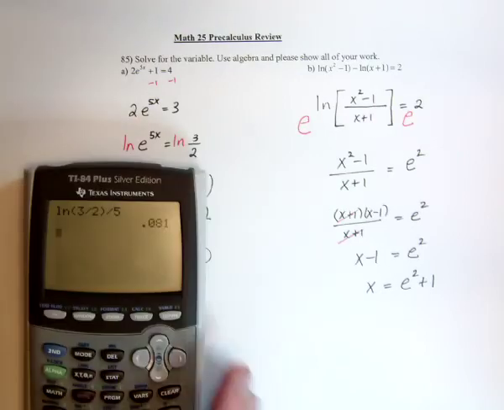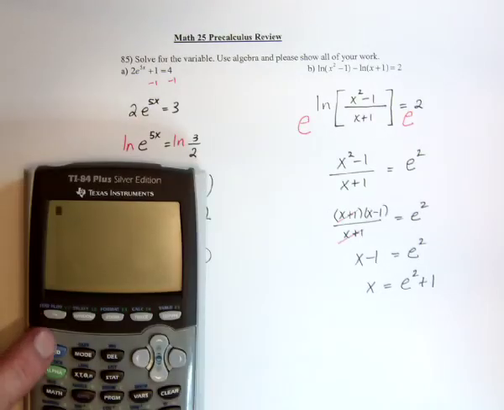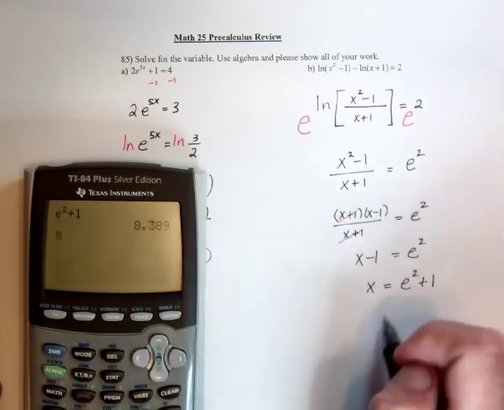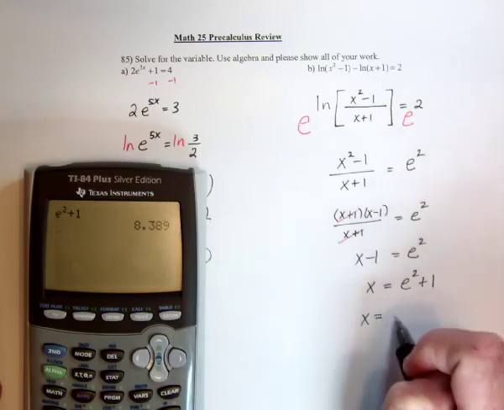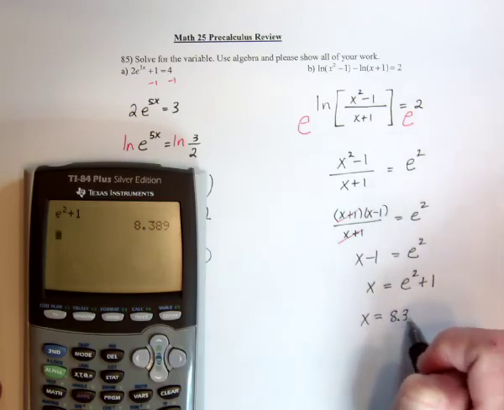And again, I think I'll get a decimal answer. So second e squared, after that add 1. So x is 8.389.